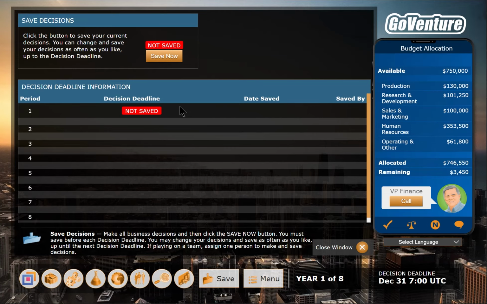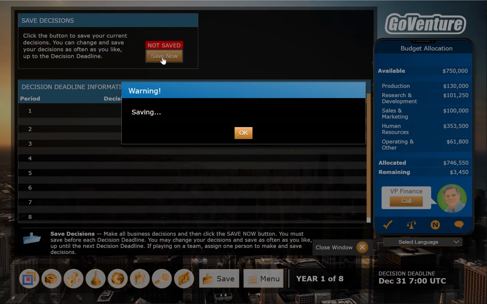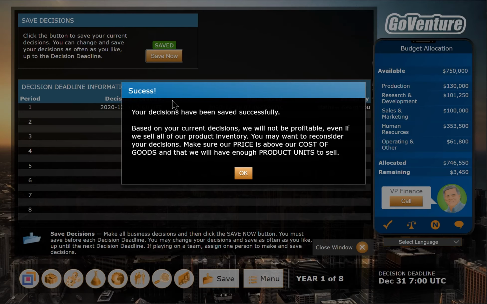Now, when I first come in here, I can see that the simulation has not been saved. And what I can do now is I can click the Save Now button. And if the save is successful, you will see a message that confirms that. Very important that you look for the success message. Sometimes you'll get a message that'll tell you that the save was not successful. The save may not be successful if you are missing some key decisions.